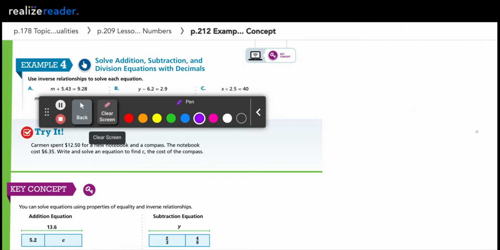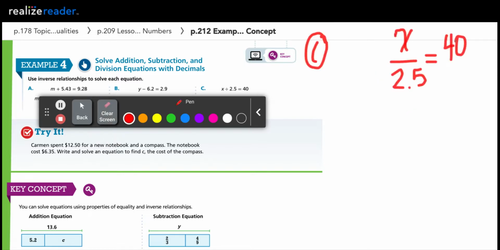And let's try C. So I rewrote that division equation using the fraction line. X divided by 2.5 equals 40. So I'm going to, again, draw a dotted line down the middle. Circle the X because my goal is to get the X alone. Well, I look to see what's with the X. What's with the X? Divided by 2.5. In order to get rid of divided by 2.5, we're going to multiply times 2.5.